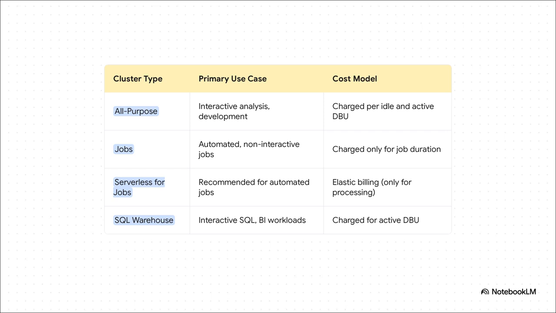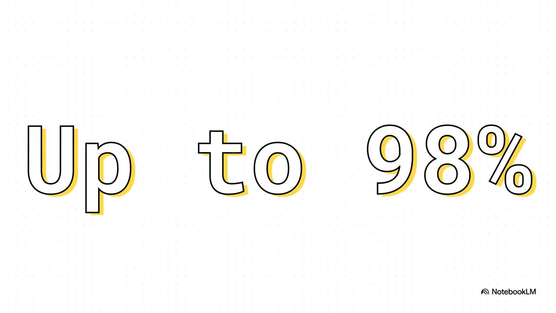Why? Because it spins up for one specific job and then shuts down when it's done. You literally only pay for what you use. And even better is going serverless, where Databricks handles all the underlying infrastructure and you get billed only for the actual processing time. It's fantastic.